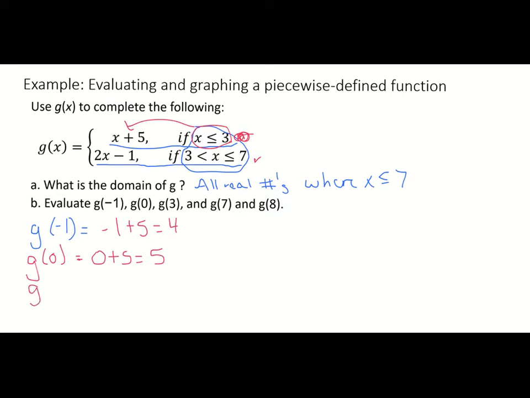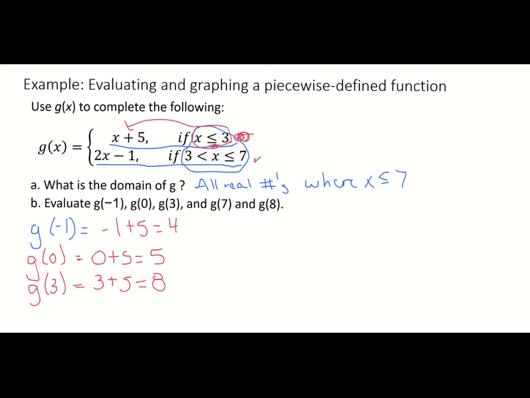Now we're going to do g of 3. And this one's a little tricky because 3 is in both inequalities. But if I look, my first one says x is less than or equal to 3. So it's still going to be that first equation. And we're going to do 3 plus 5 this time. And we get 8. All right, we're going to move on.